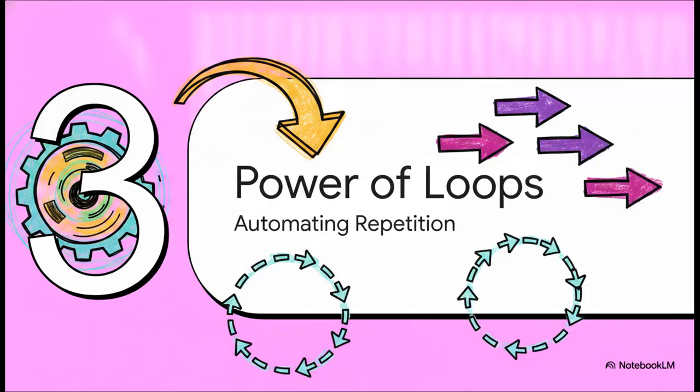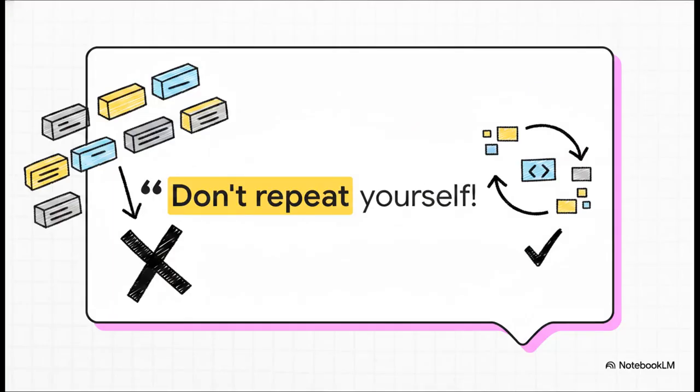All right, let's shift gears to Section 3, the power of loops. If there is one golden rule in programming you need to memorize, it is this. Don't repeat yourself. The DRY principle. Seriously, if you ever catch yourself just copy-pasting the exact same lines of code over and over, you're definitely doing it wrong. And that right there is exactly why loops were invented.